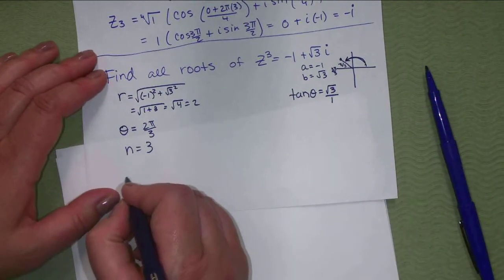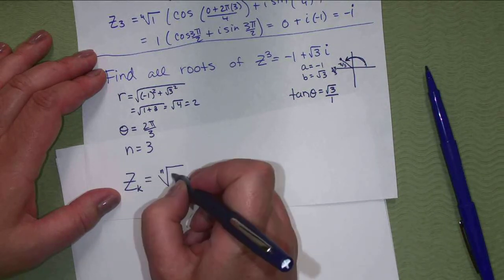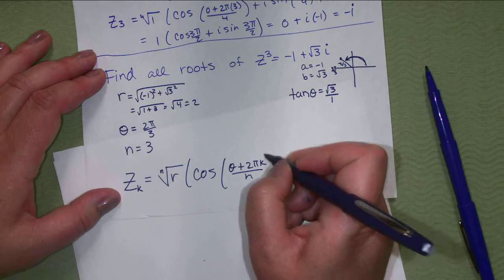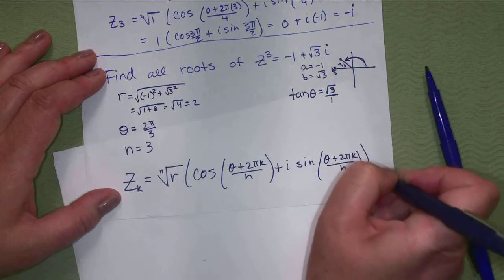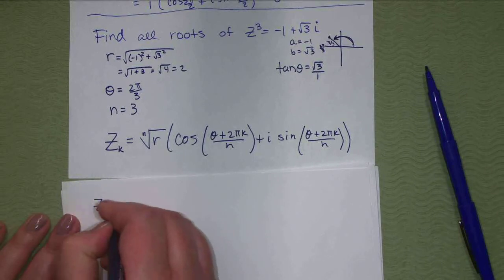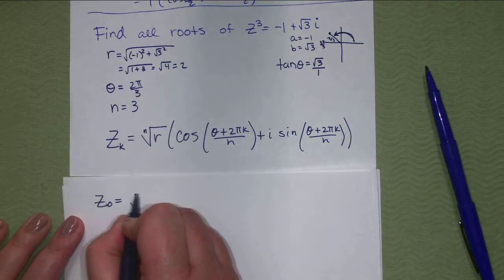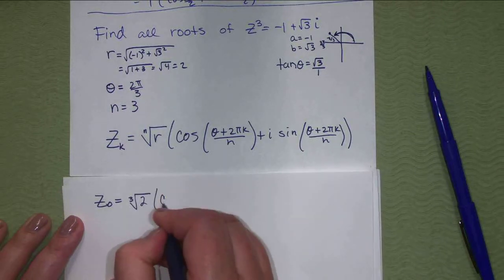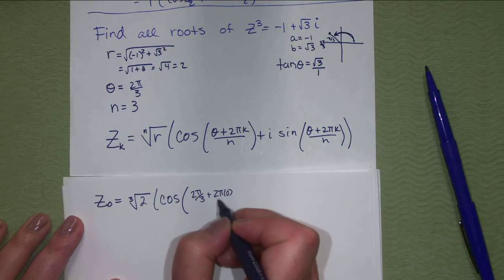So our formula, z subscript k, is the nth root of r times cos of theta plus 2 pi k over n, plus i sine of the same thing. So we need Z0. I'm going to write out our 3 roots. So Z0. R is 2, so we have the cube root of 2, because n is 3, cos of 2 pi over 3 plus 2 pi times 0 over 3.